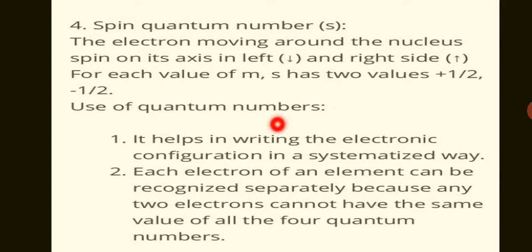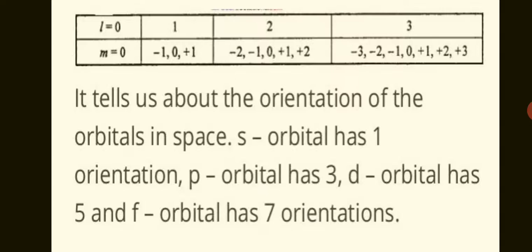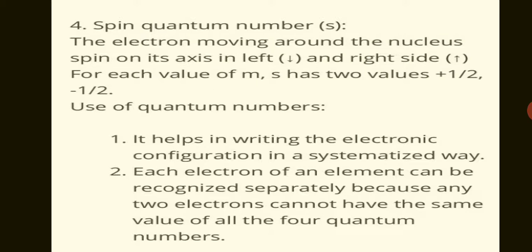Now, what is the use of quantum numbers? It helps in writing the electronic configuration in a systematic manner. Secondly, each electron of an element can be recognized separately because no two electrons can have the same values of all four quantum numbers. The second one is also known as Pauli's exclusion principle.